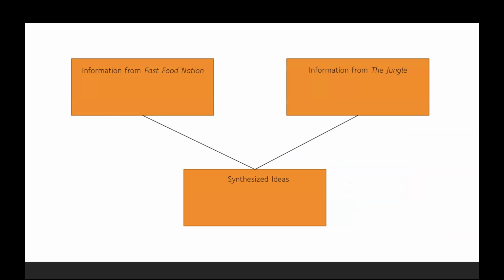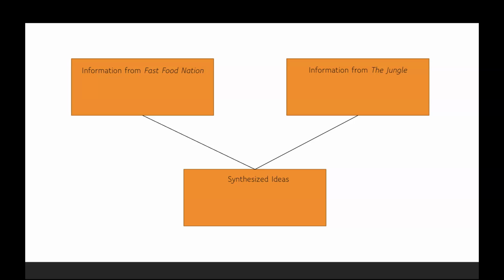All right, so like the other diagram that I gave you, with the example of this text in particular, in the other text, what we're going to be doing is we're going to take information from Fast Food Nation, information from The Jungle, and we're going to synthesize these ideas. From now until the end of the school year, essentially, we are going to be looking at synthesizing information.